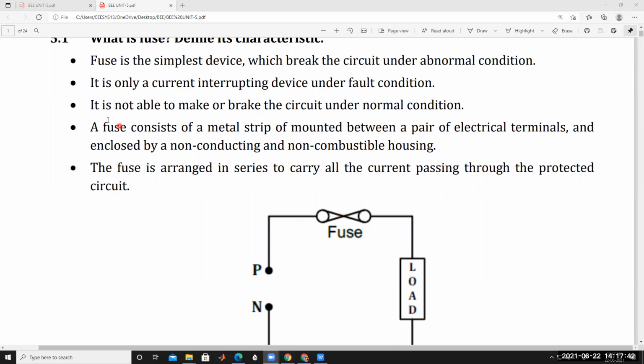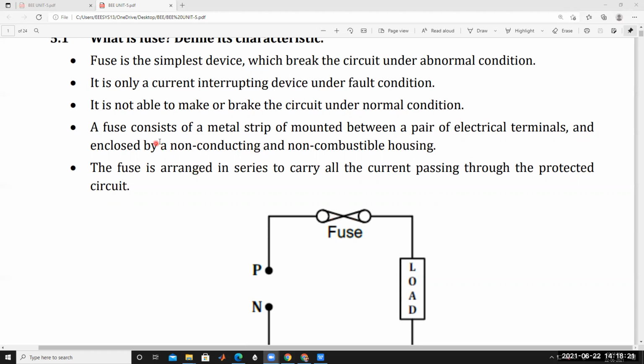The fuse does not make or break the circuit under normal conditions. It is not operating under normal conditions. Only under abnormal conditions does the fuse operate, because a huge amount of current passes through the fuse, then the fuse melts, the circuit opens, and no current flows through the load.